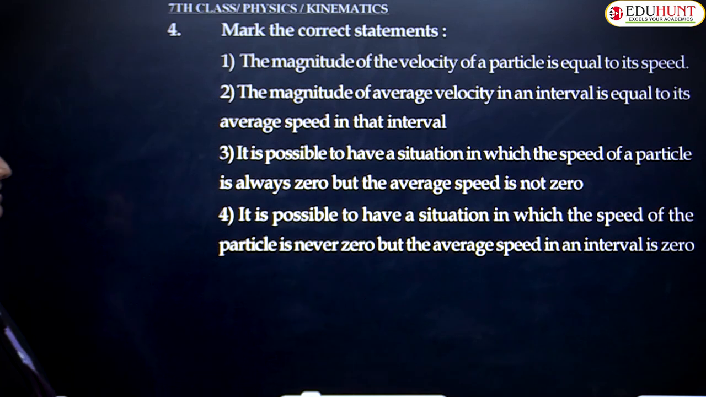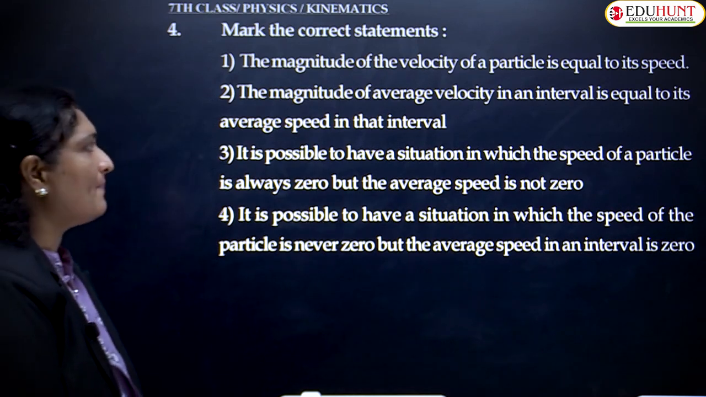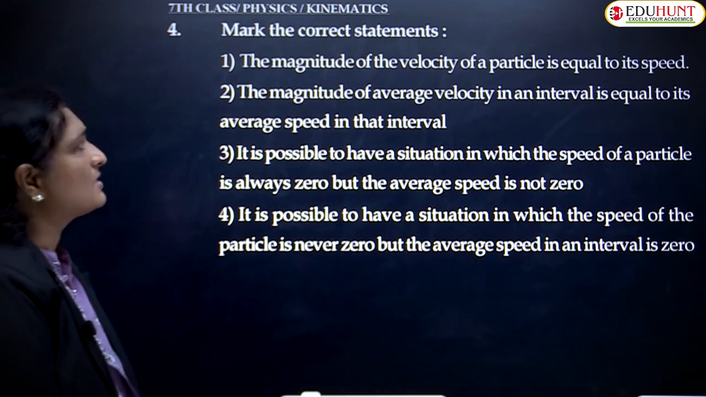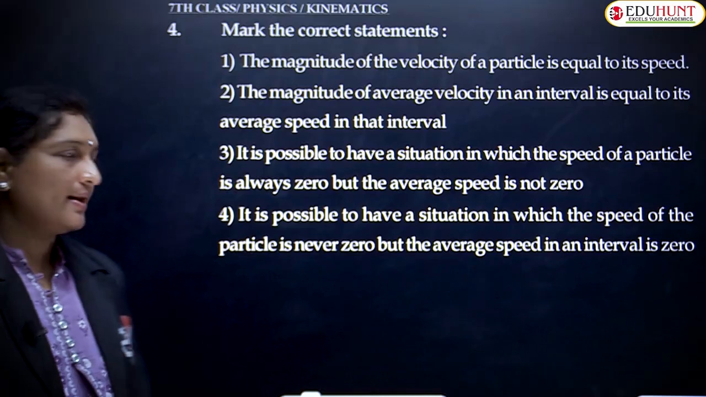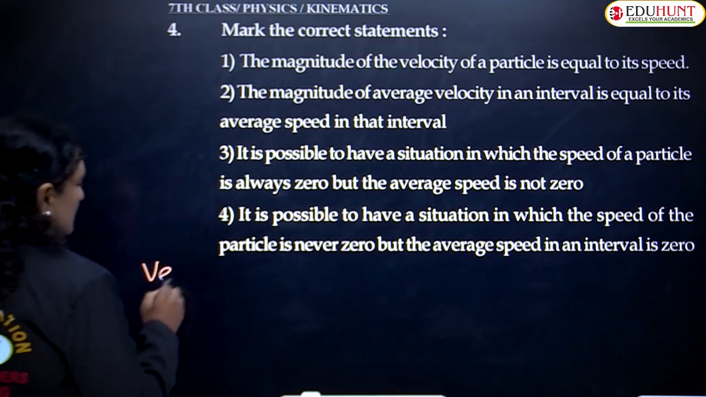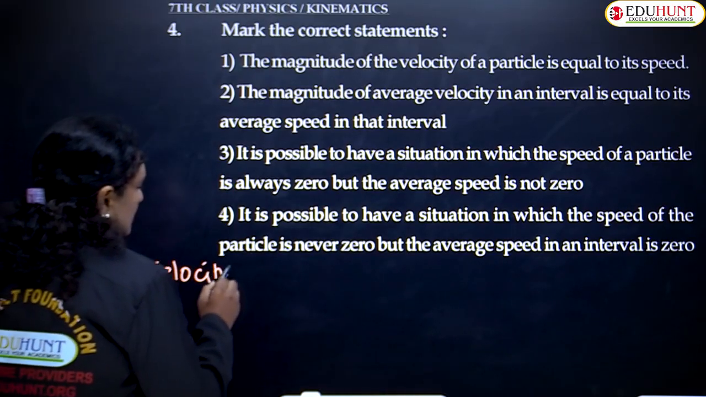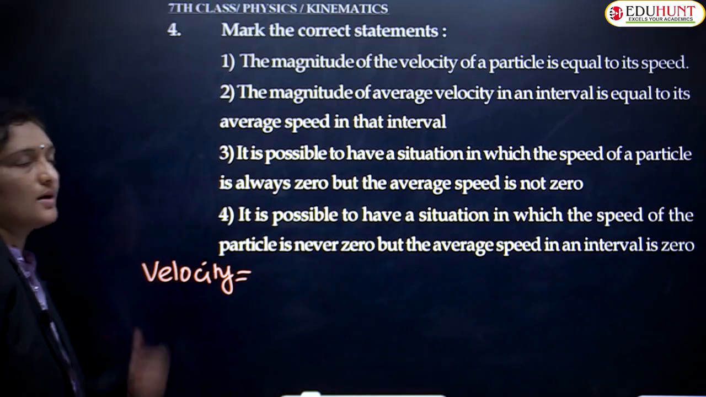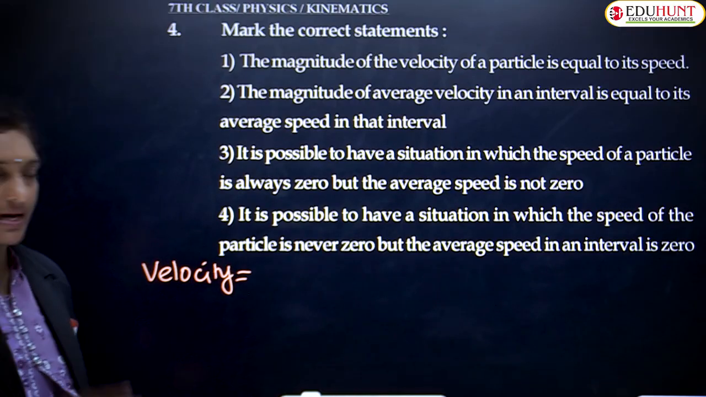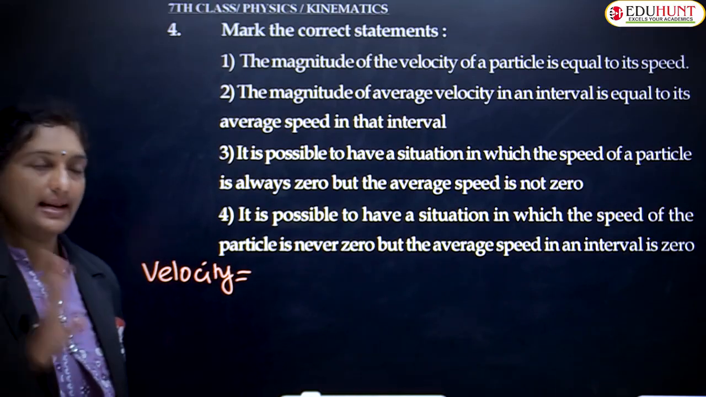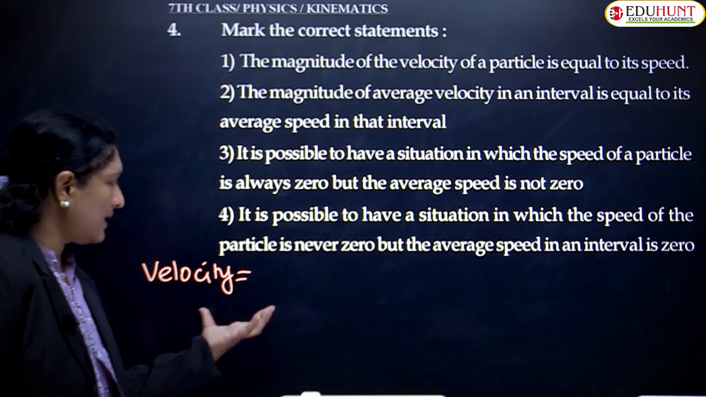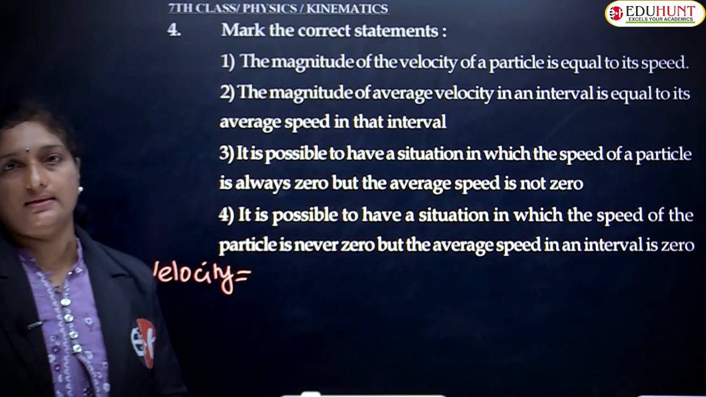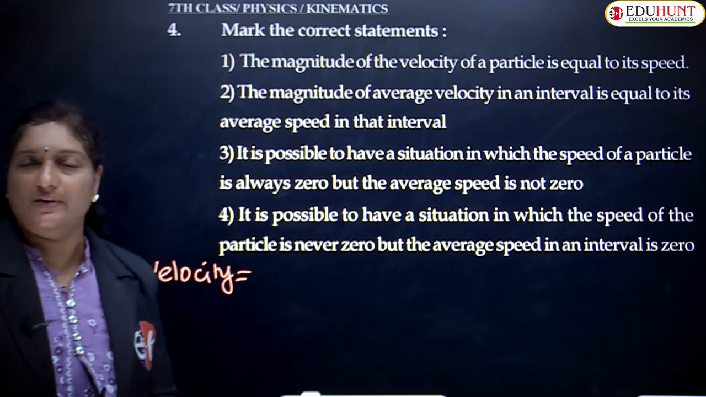So what was given, children? The magnitude of the velocity of a particle is equal to its speed. Of course, children, if you observe velocity, then velocity means a vector quantity. Velocity is a vector quantity, whereas speed is a scalar quantity. So scalar means only magnitude is considered, so no need to specify any direction.